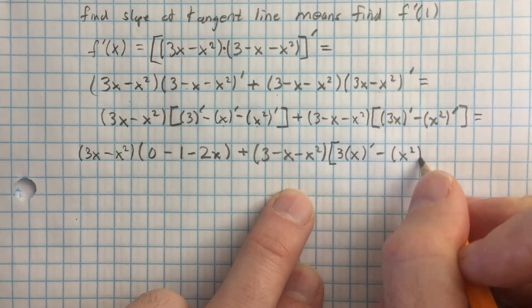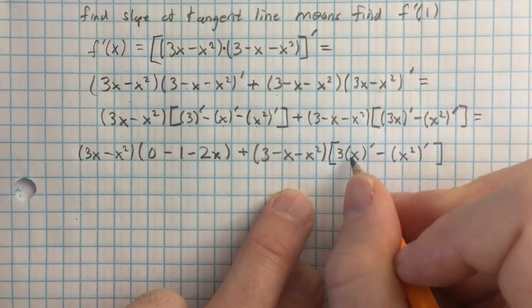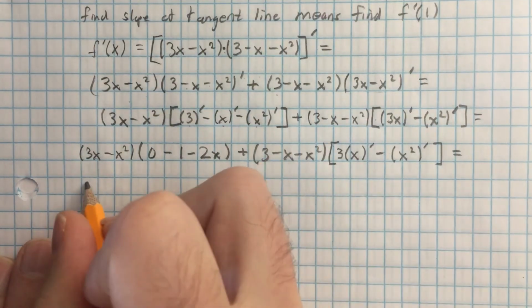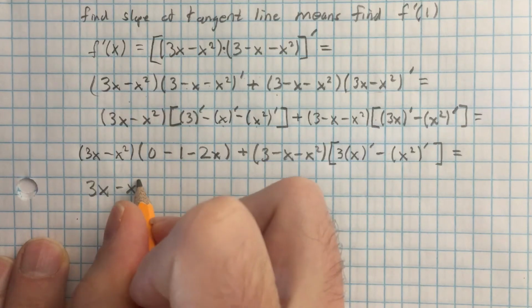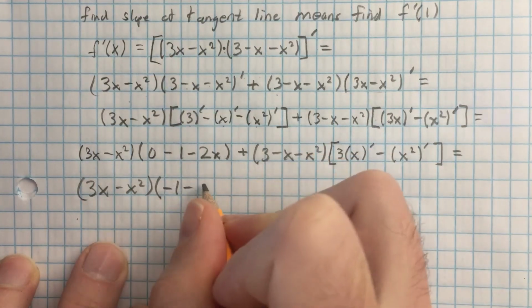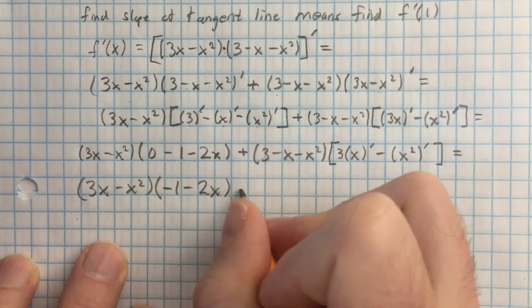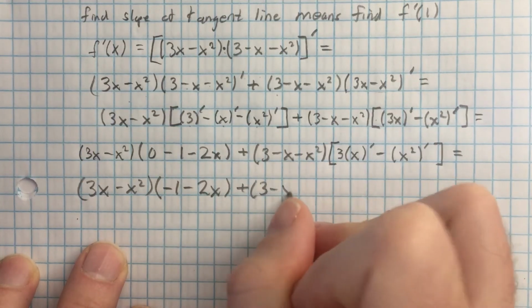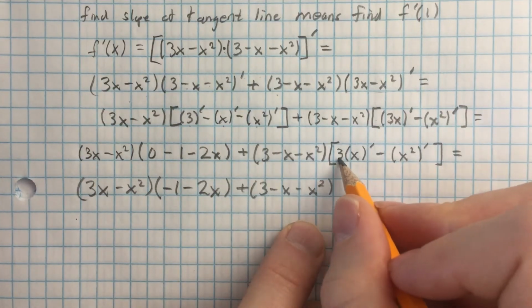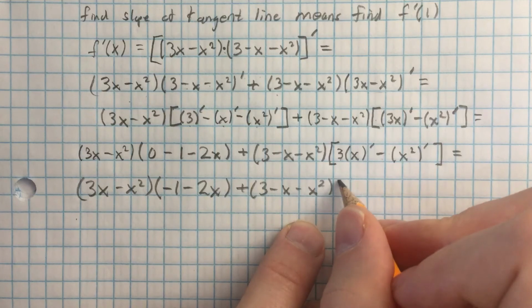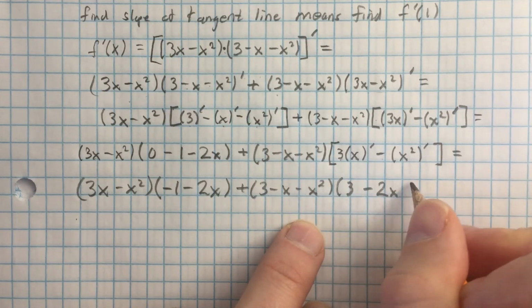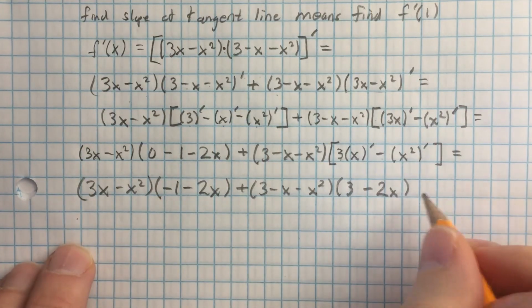I could take this one right now. I'm just going to leave it since his little partner here is not quite finished. So we'll have 3x minus x squared. The 0 does not need to be written there, of course. Negative 1 minus 2x plus 3 minus x squared. And now we finally have 3 times 1 minus 2x. So we'll have 3 times 1 is 3 minus 2x. Okay, so there's our derivative, completely finished.